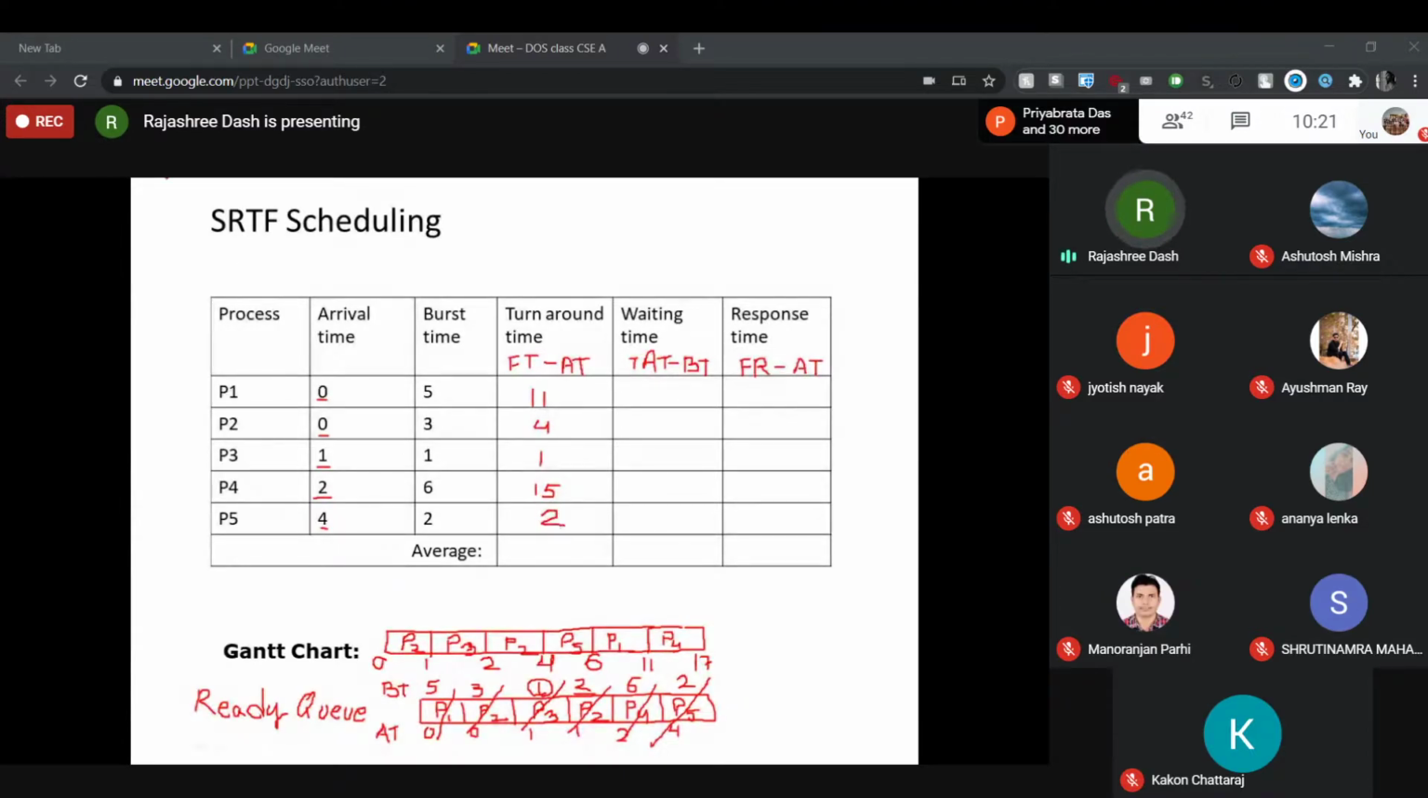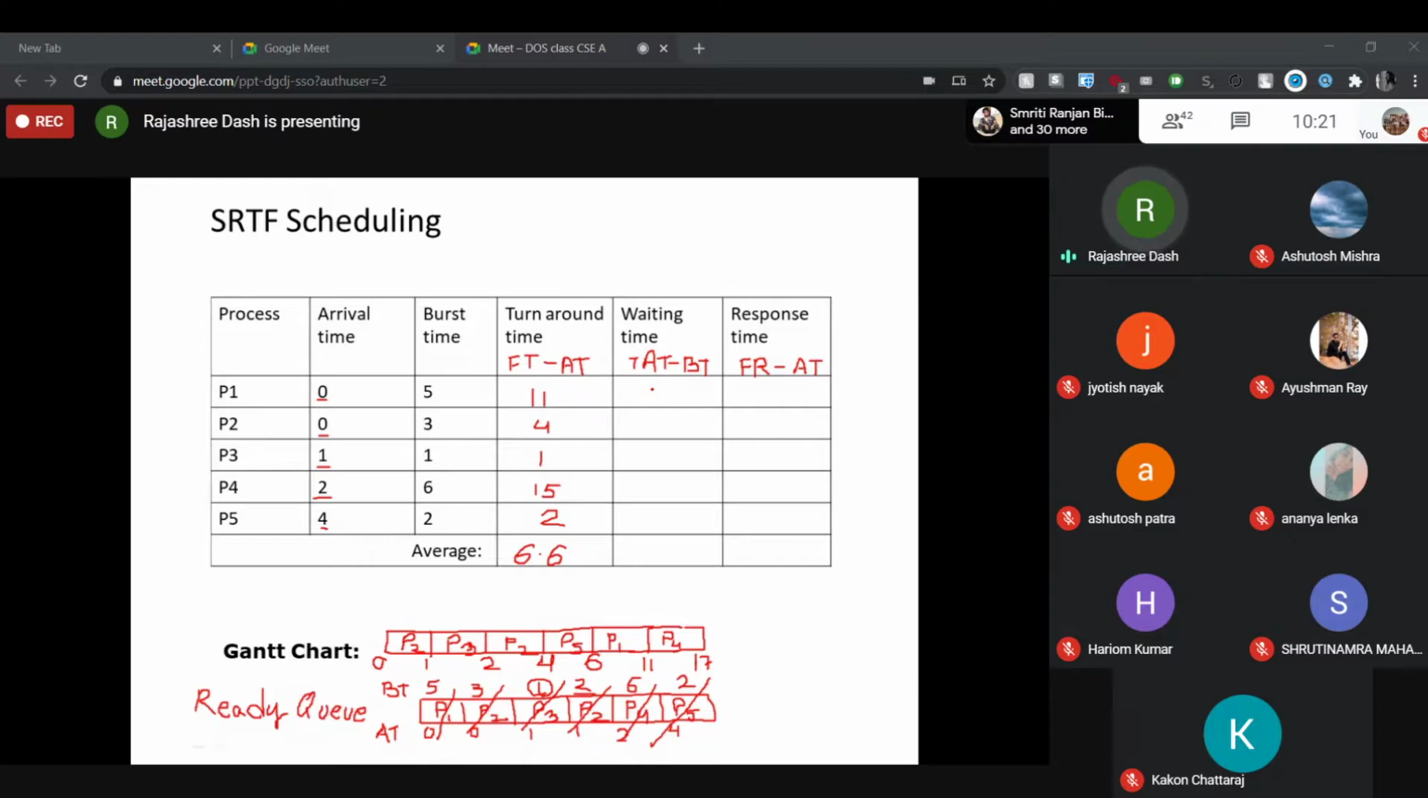If you find the average turnaround time, I think we have got 6.6. The same problem when we solved using first come first serve scheduling, we got the average turnaround time 9.4. The same problem when we solved using non-preemptive SJF, we got the average turnaround time 6.8, but here it is 6.6. So which one is better? You can clearly tell that.